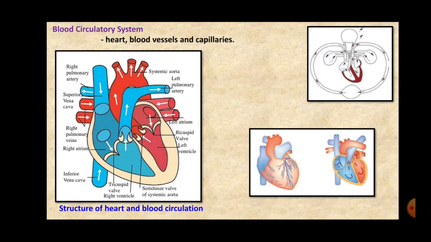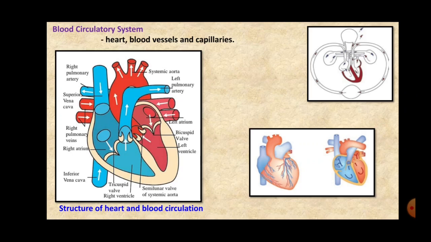Now this heart is covered by a double membrane, and this double membrane is called the pericardial membrane. In between the two membranes there is a fluid present which protects the heart from jerks, shocks or friction. So the fluid between the two membranes plays a very important part in the safety of the heart.